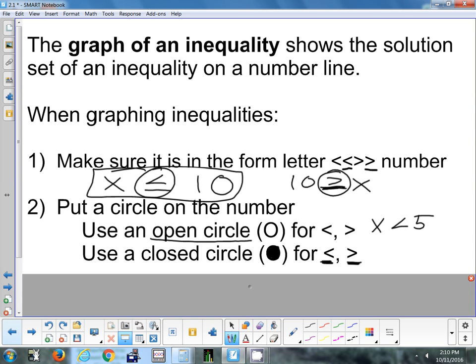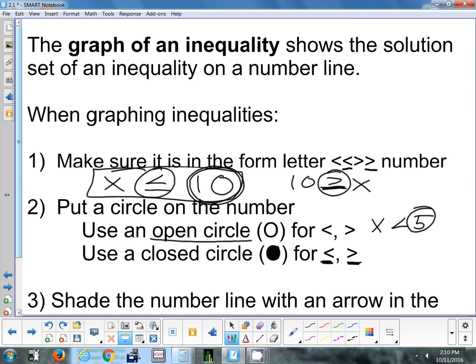All right, and you might wonder, where do you even put a circle? Well, look at the number. In this case, it's a 5. In that case, it's a 10. You're going to have a number line, just like you have on your notes. You put the circle right on that number. Whatever number is there, that's where you put your circle.